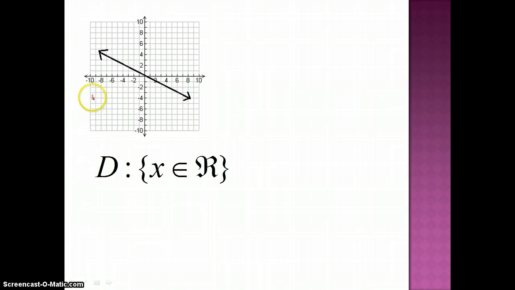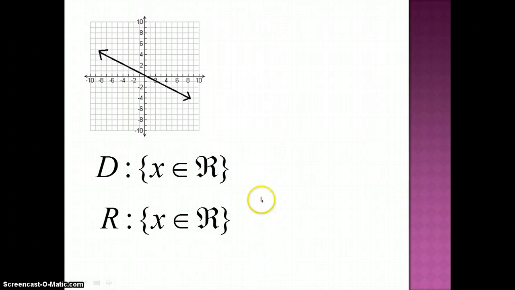And our last one. On the domain, there's not a left and there's not a right. So my answer is all real numbers. And on the range, there's not a bottom and there's not a top. So again, my answer is all real numbers. Okay, remember that's what this sign represents, the all real numbers.